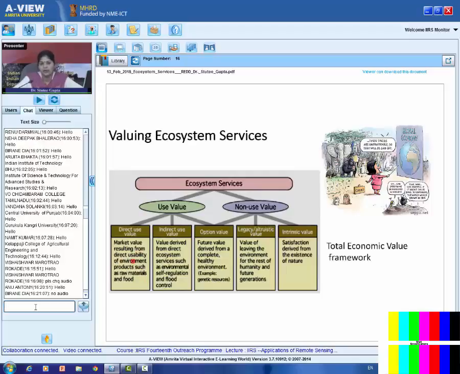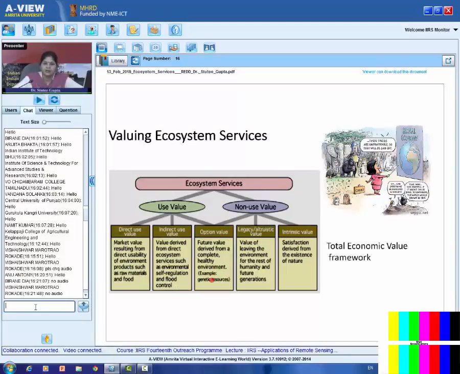It is a direct market value resulting from direct usability of the environment product, such as raw material and food. Indirect use value is the value derived from the direct ecosystem services, such as environment self-regulation, and food and flood control. Now, option values are the future values derived from a completely healthy environment, such as genetic resources. Coming to legacy and intrinsic value, the value of leaving the environment for the rest of humanity and future generations is known as legacy value, and intrinsic value gives you satisfaction just for the ecosystem being there. So it is basically a satisfaction value derived from the existence of nature.